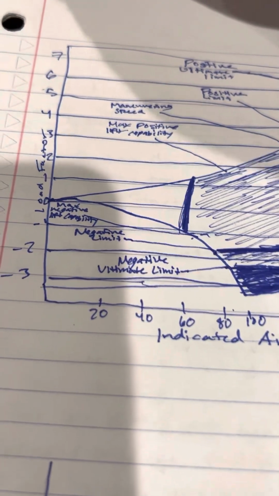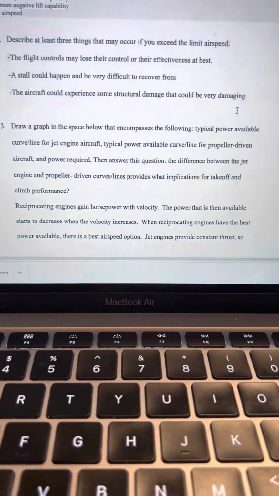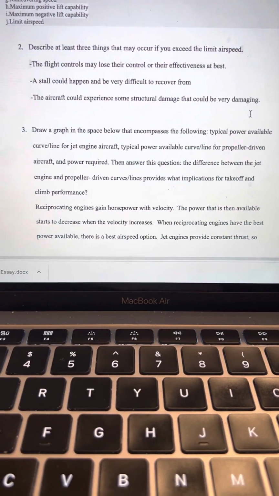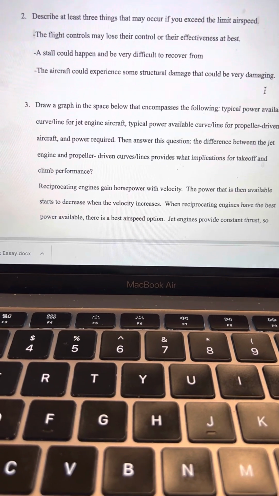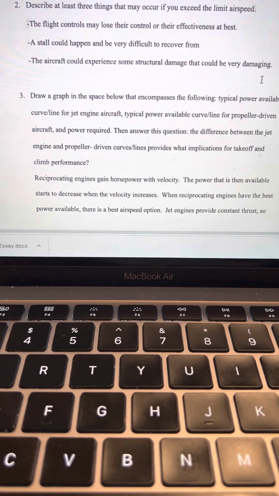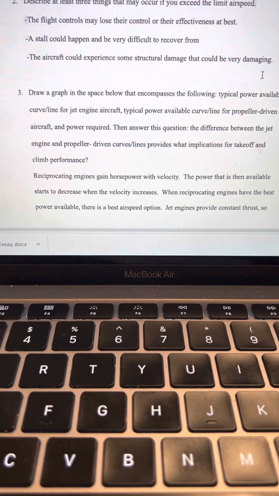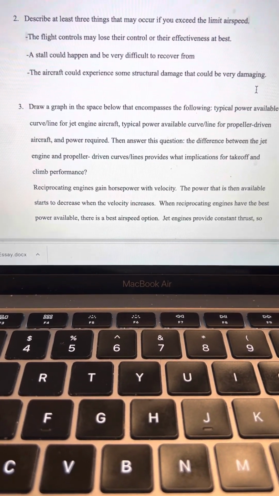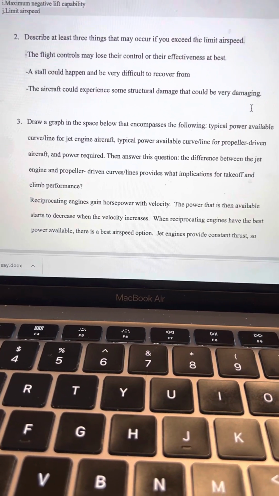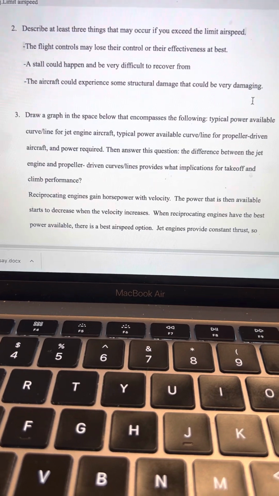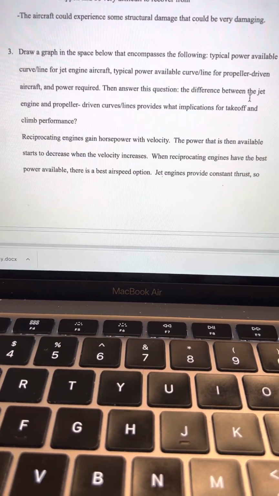And then to go into the second question, to describe at least three things that might occur if you exceed the limit airspeed. Three things that could occur: the flight controls may lose their control or their effectiveness at best. Also, a stall could occur and be very difficult to recover from, and even in some cases impossible. As well as the aircraft could experience some structural damage that could be extremely damaging.